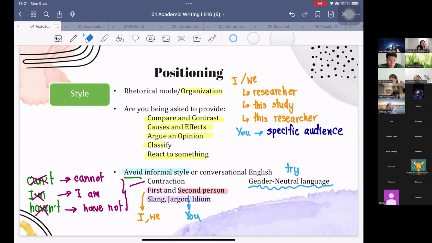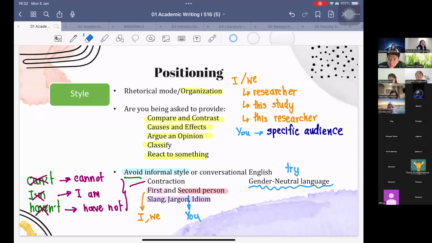Contraction means the shorter version of the words. Do not write contractions in formal writing. The second one, to deliver a formal style of writing, is to avoid using the first person. It means that you can use, yes, in some disciplines, in some journals, you would see that a lot of authors use the word I, which is okay. It's not exactly a must-not thing.